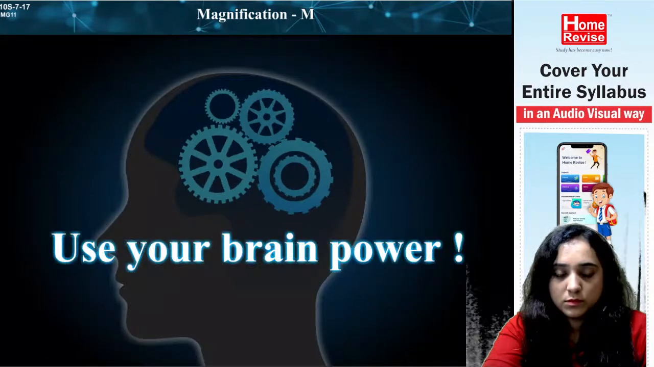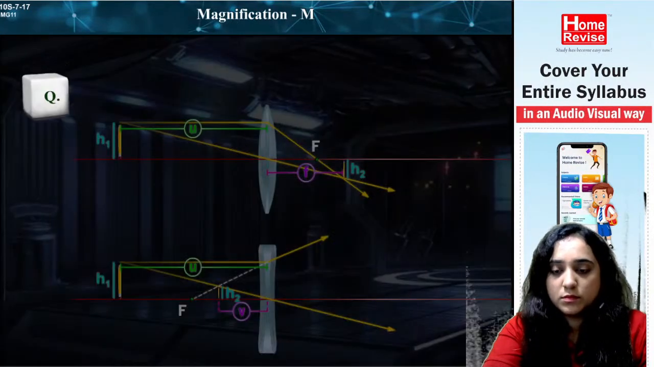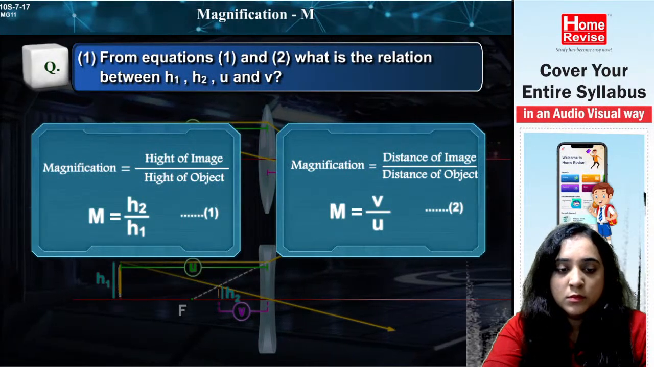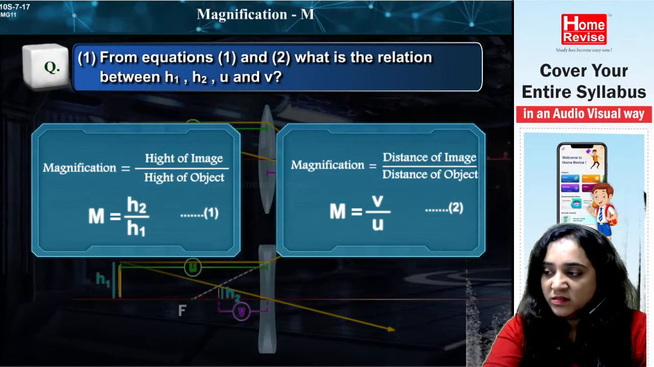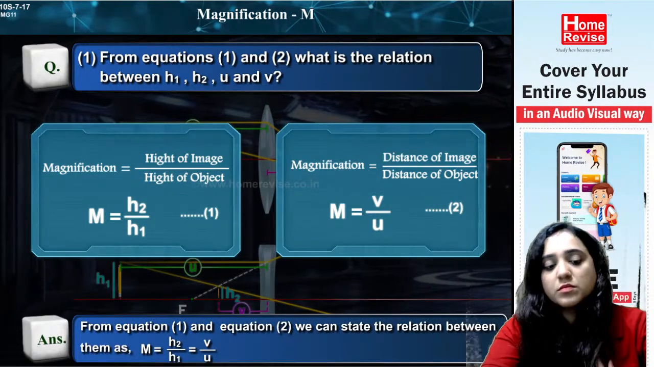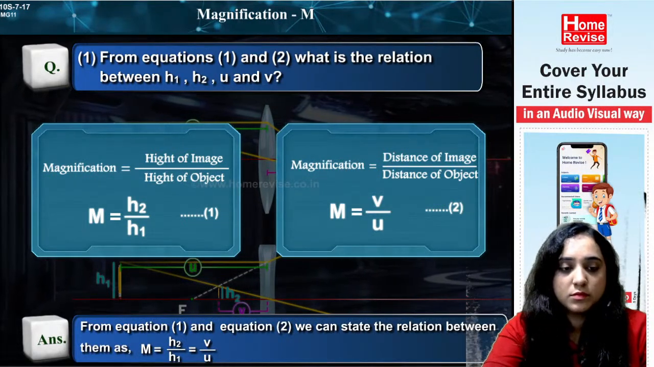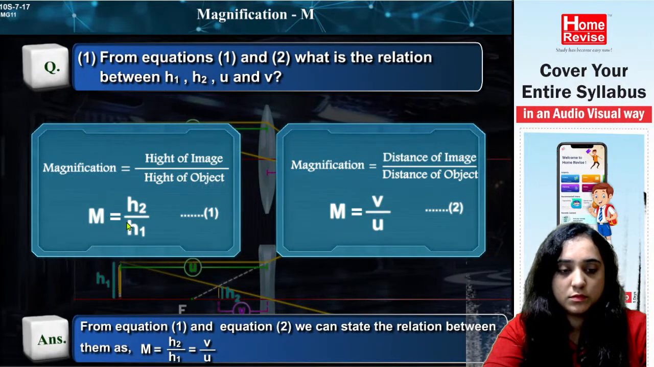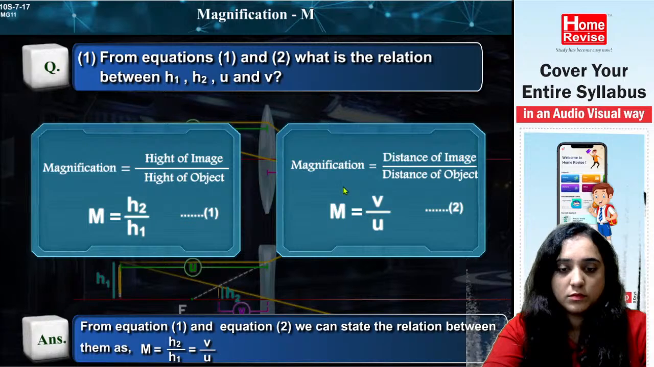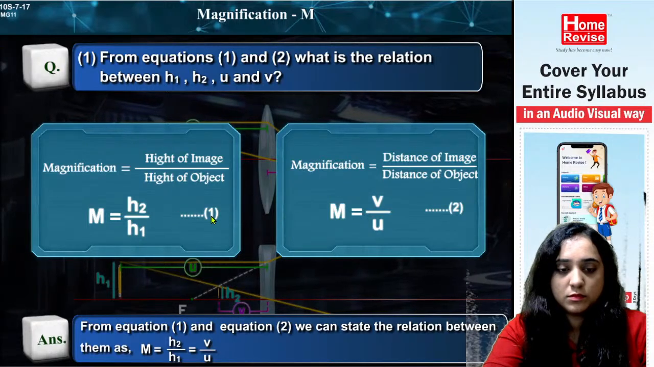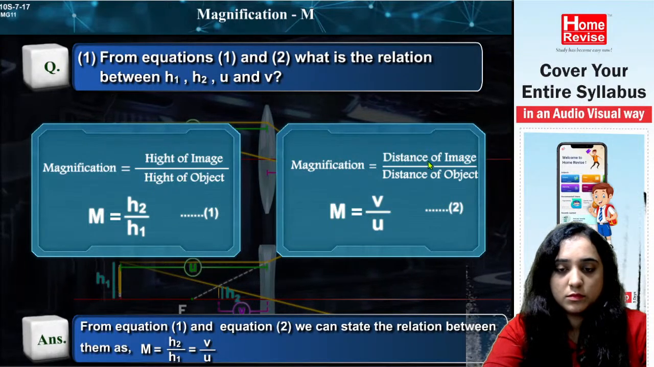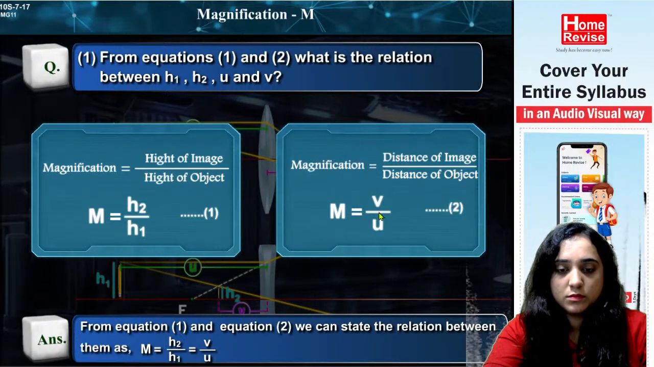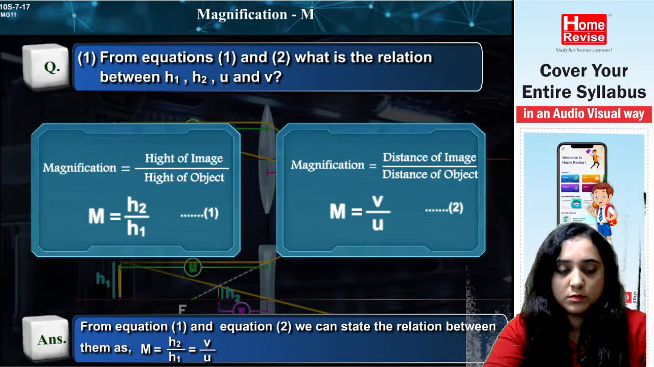Use your brain power. From equations 1 and 2, what is the relation between h1, h2, u and v? Answer: magnification is equal to height of image upon height of object, that is M is equal to h2 upon h1, equation 1. And magnification is equal to distance of image upon distance of object, that is M is equal to v by u, equation 2.